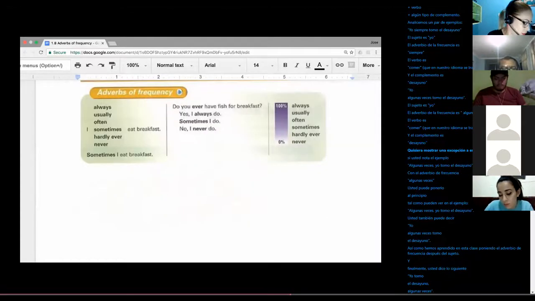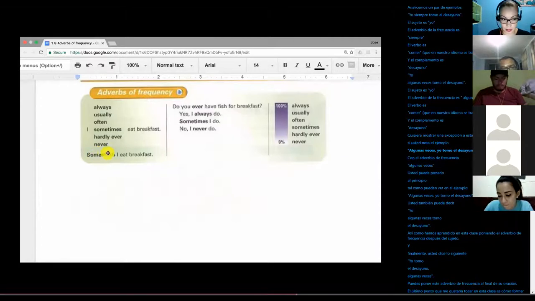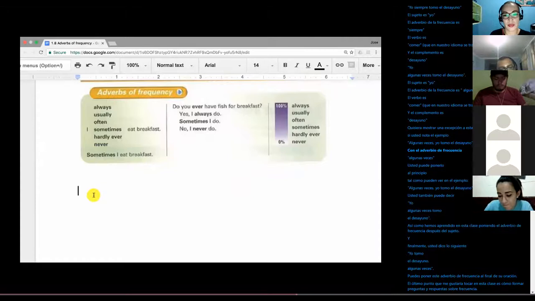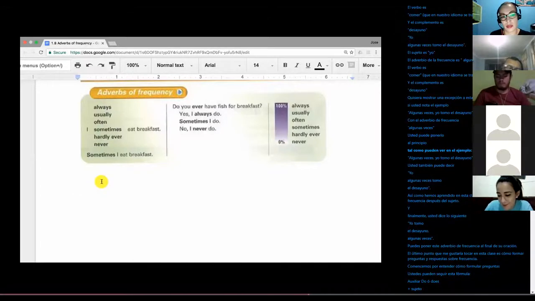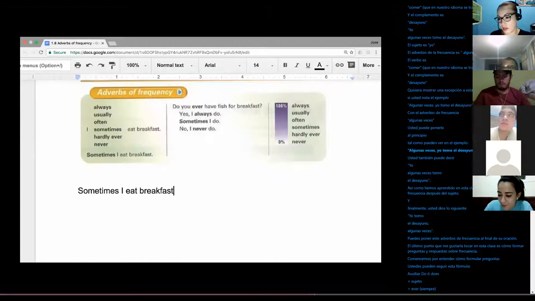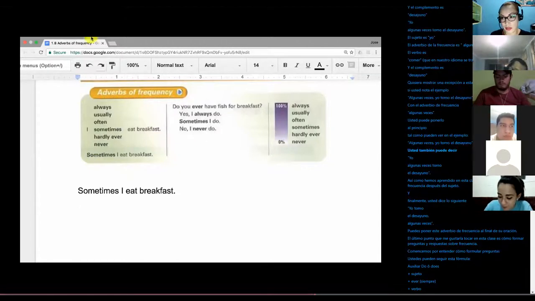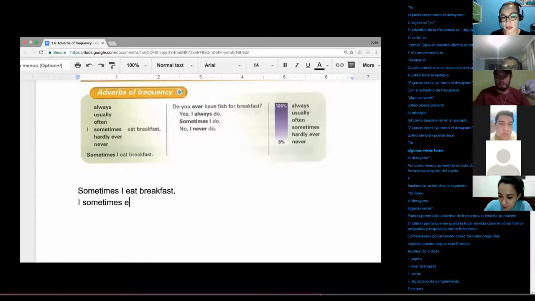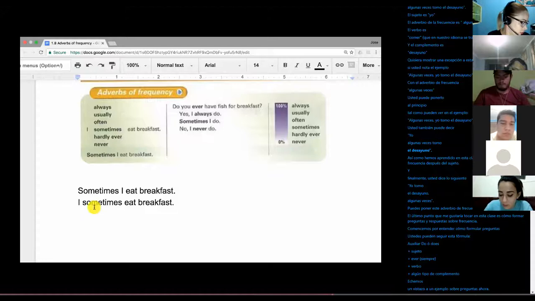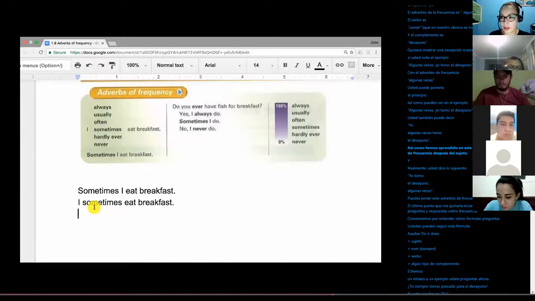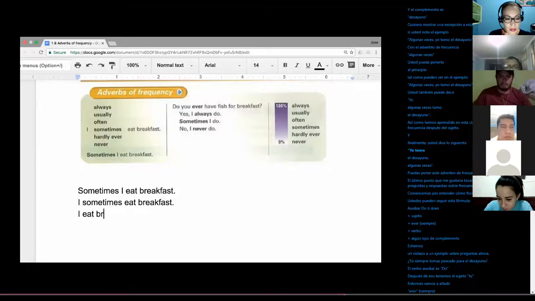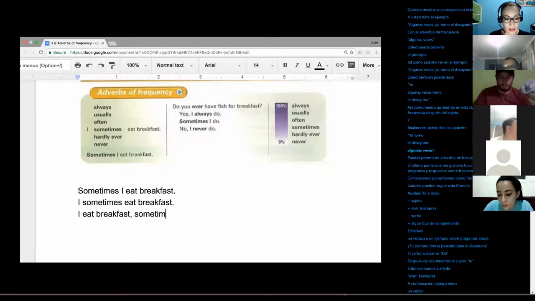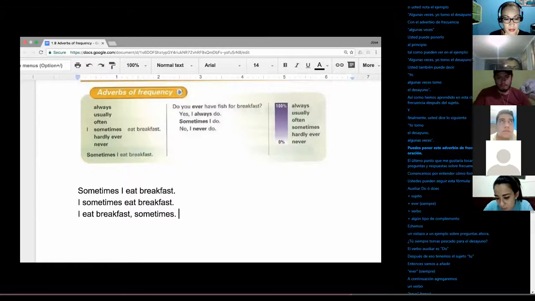I would like to show an exception to this rule. If you notice the example, sometimes I eat breakfast, with the adverb of frequency sometimes, you may put that at the beginning, just like you see on the example. Sometimes I eat breakfast. You may also say, I sometimes eat breakfast, just like we've learned in this class by putting the adverb of frequency after the subject. And finally, you may say the following. I eat breakfast sometimes. You can put the adverb of frequency at the end of your sentence.